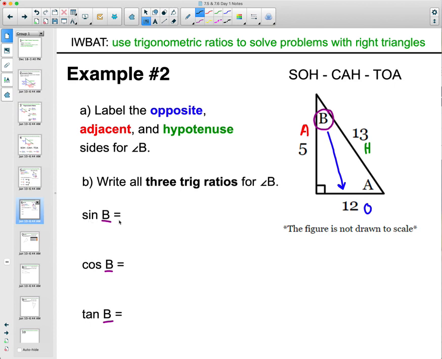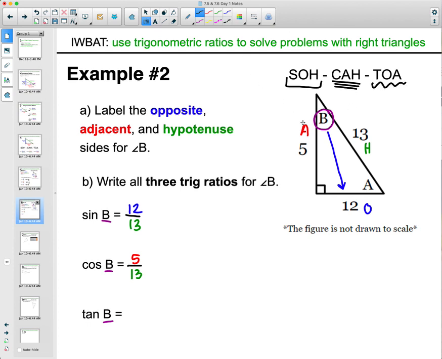So remember, the sine function is going to be the O over the H. So the sine function is going to be the opposite side, 12, over the hypotenuse, 13. Cosine is going to be the adjacent side over the hypotenuse. So adjacent side is the 5, and the hypotenuse is the 13. And again, you can see that from SOHCAHTOA. So we're looking at the CAH.